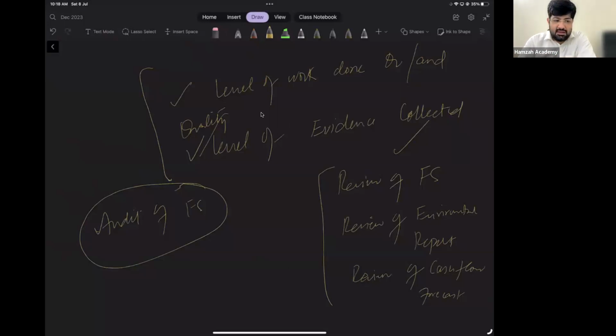Now, next. Students, let us proceed further. So the difference between review engagement and audit is the amount of work and the quality of evidence collected. If amount of work is less, evidence collected is less, huge judgment is involved, so limited assurance is given. That is called a review engagement.